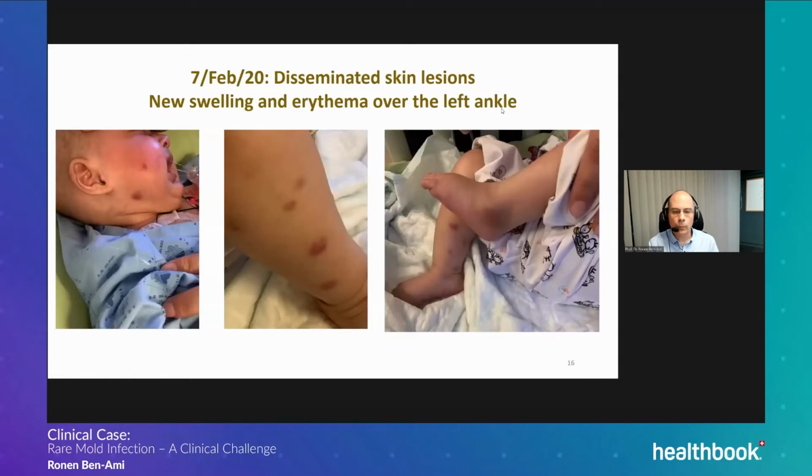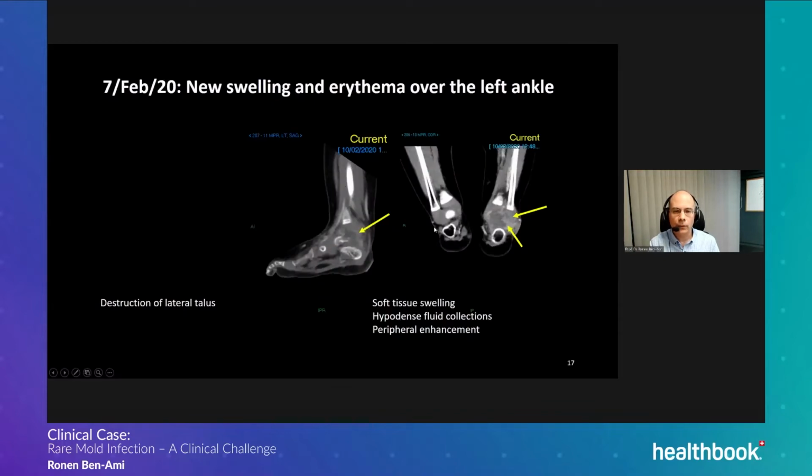You can see here what happens in February, soon after this neutropenia. We have the same skin lesions that appear to be more red and fleshy, and this new swelling and erythema over the left ankle. And a CT scan of the ankle shows destruction of the left talus and soft tissue swelling with hypodense fluid collection around the joint with some peripheral enhancement.